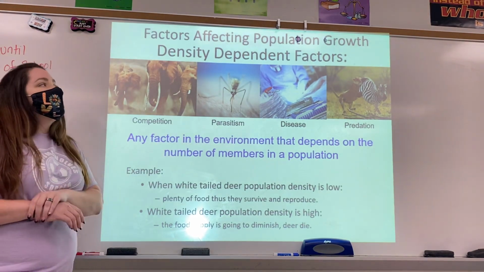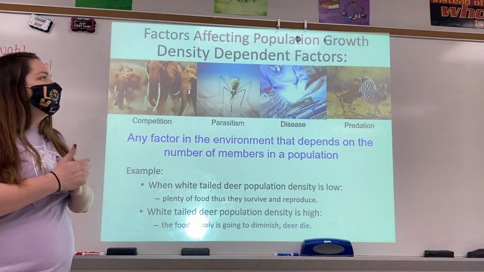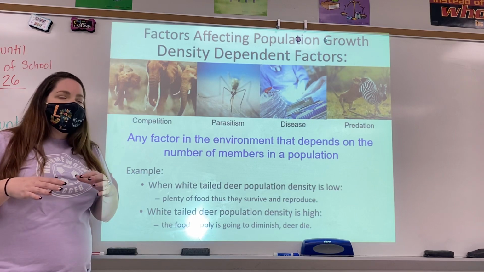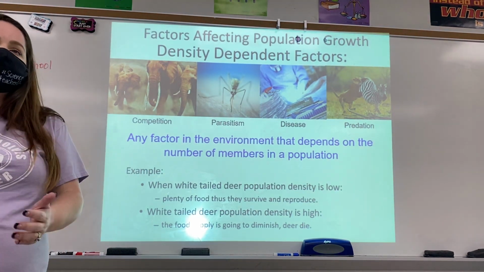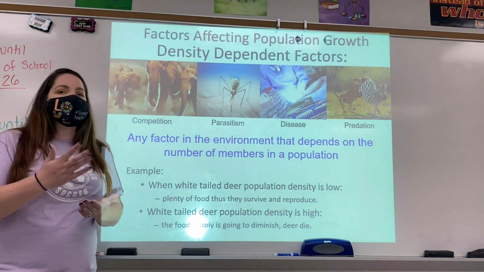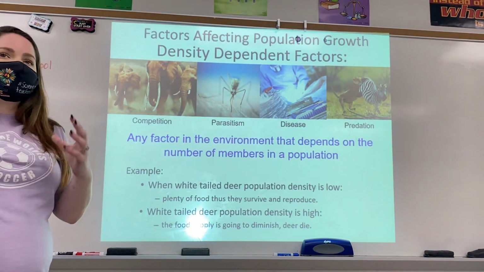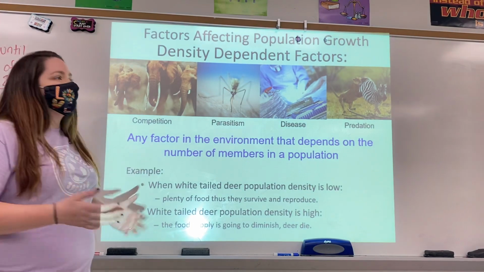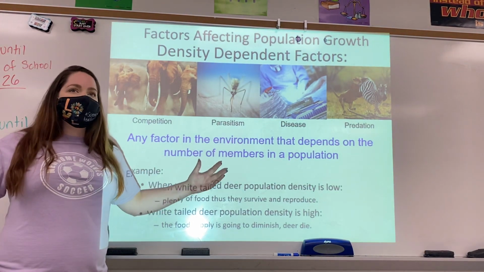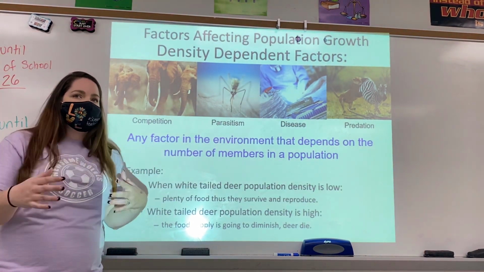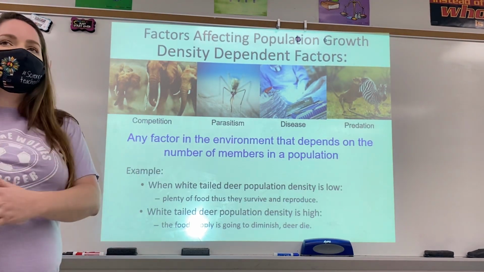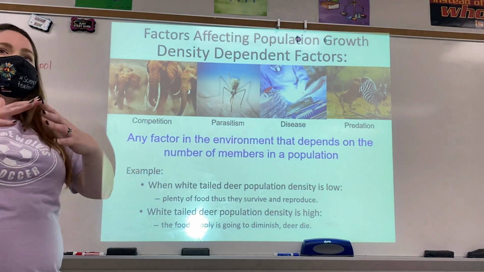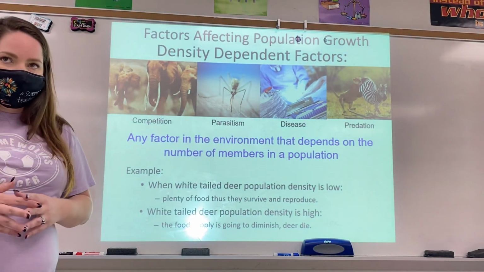Parasitism. So parasitism is density dependent because usually when you have more individuals, you have a higher percentage of those individuals being affected by a parasite. It's just how it goes when you have a lot of individuals in one common area. Usually parasites are going to be more commonly found if they're all really close to each other and you have a lot of them in one area. Okay.